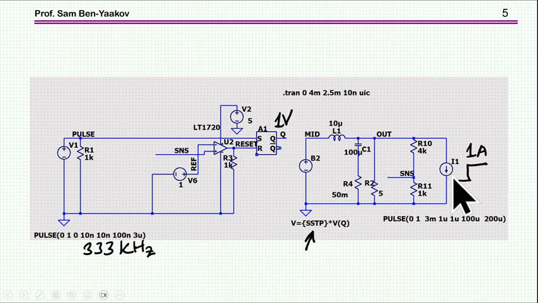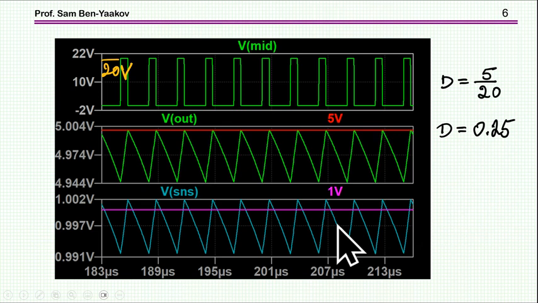Now I've also added here a current source to emulate a step in the load of 1 amp. It's running actually at 1 amp because 5 volt and 5 ohms, so it's a 1 amp load, and then I'm adding here another 1 amp during this transition. And here is the basic operation.